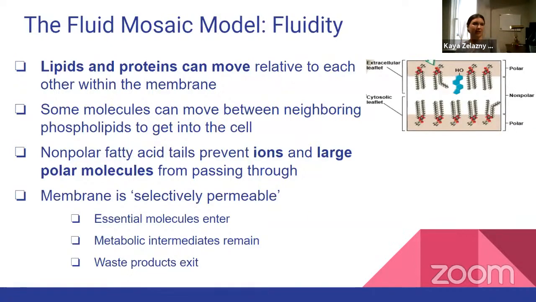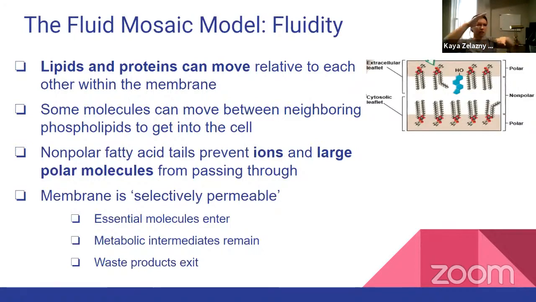Another note about the fluid part of the fluid mosaic model. When we say that a membrane is fluid, I mean it's like wiggly, right? We're not saying it is water. We're saying that these molecules are not covalently bonded to each other. They're just kind of hanging out next to each other. So certain types of molecules are going to be able to squeeze between our phospholipids.